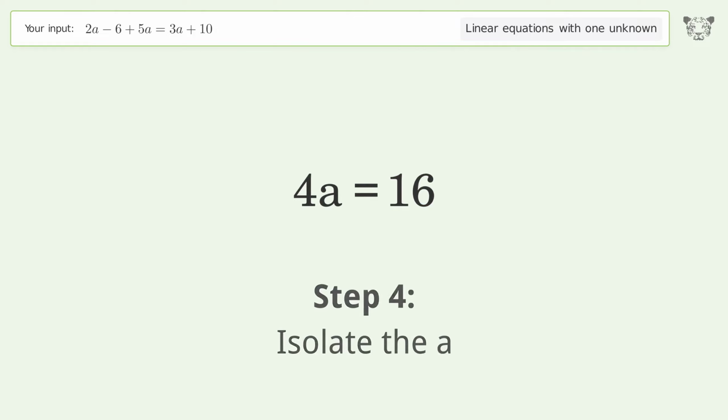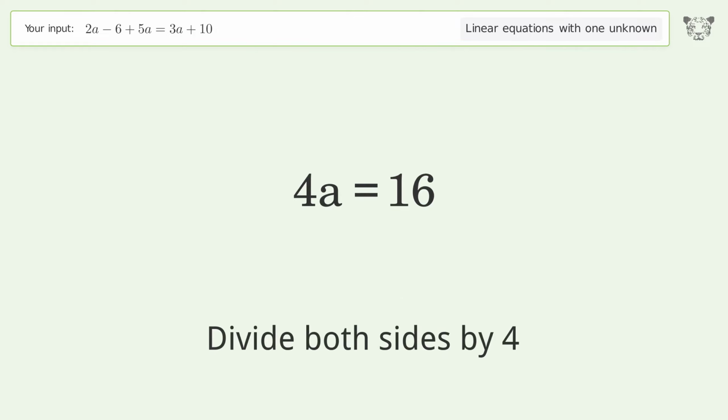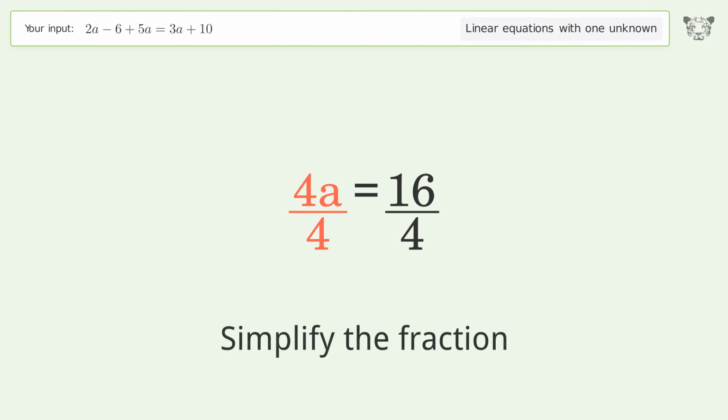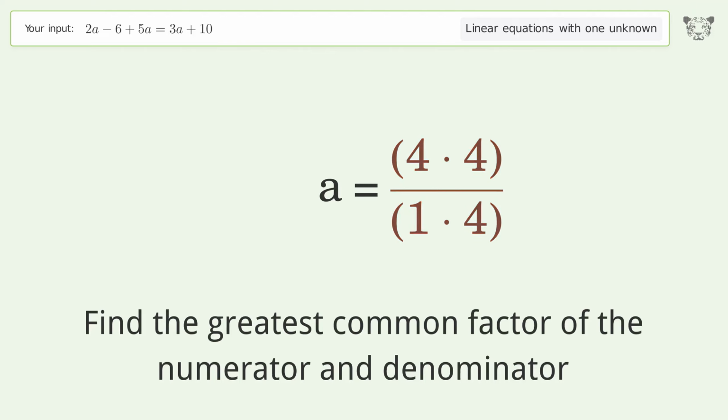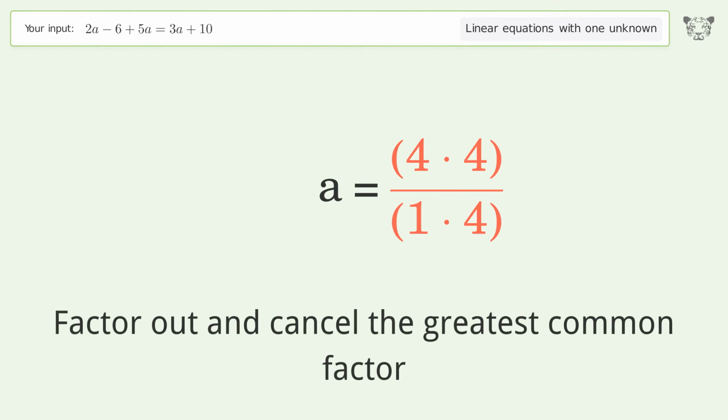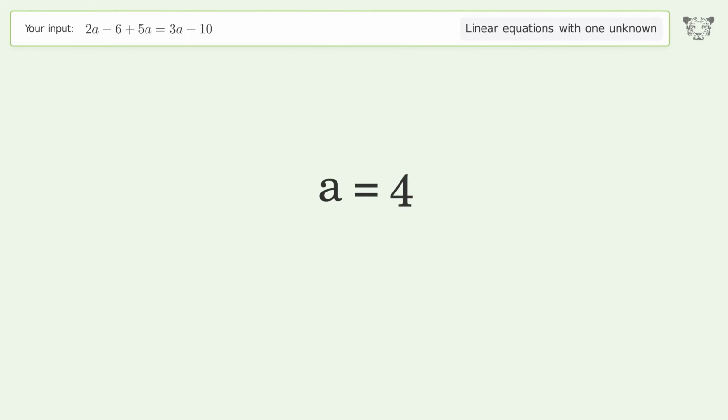Isolate the a. Divide both sides by 4. Simplify the fraction. Find the greatest common factor of the numerator and denominator. Factor out and cancel the greatest common factor. And so the final result is a equals 4.